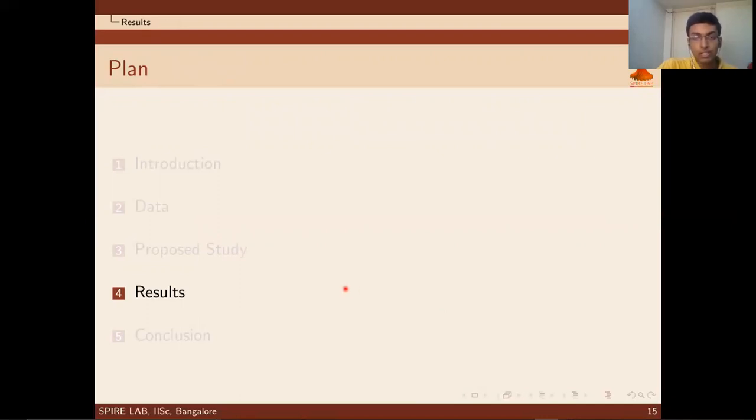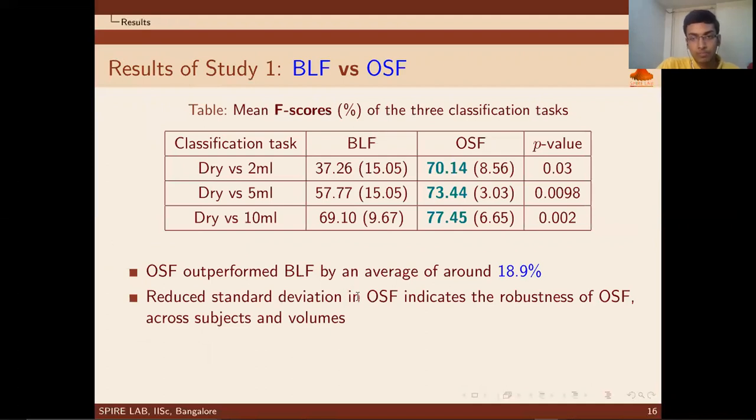Moving on to the results section, results of study 1. The numbers in this table show that OSF perform much better than BLF. The p-values indicate that the difference is statistically significant from BLF. It can also be observed that when the volume changed from 10 ml to 2 ml, the model exhibited a relative drop of 46% in the F-score when using BLF, but the drop was only 9% when using OSF.